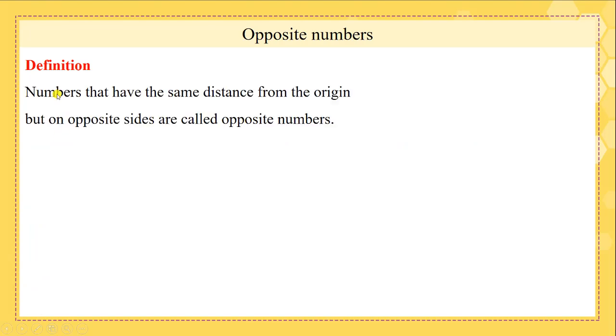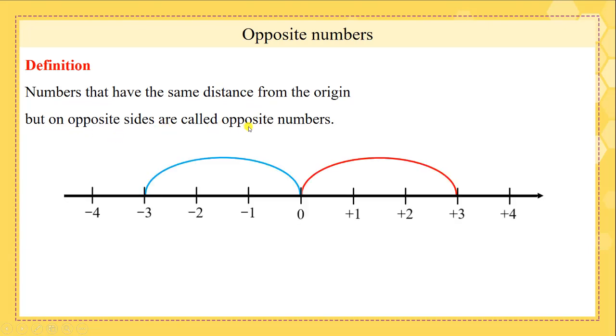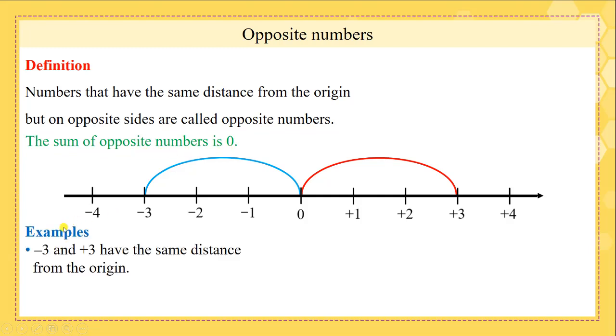What are opposite numbers? Definition. Numbers that have the same distance from the origin but on opposite sides are called opposite numbers. The sum of opposite numbers is 0. Examples, -3 and +3 have the same distance from the origin, so they are called opposite numbers. Their sum is equal to 0. -3 plus 3 is equal to 0.